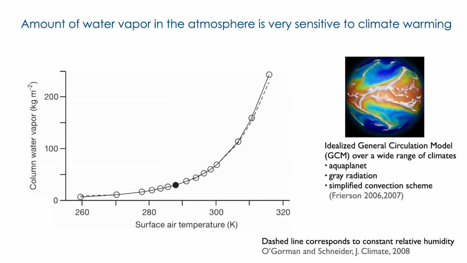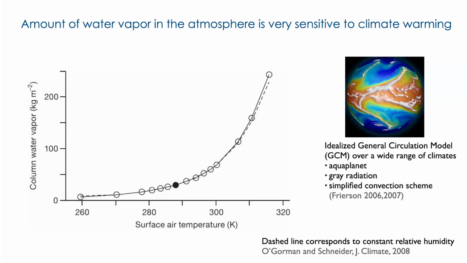The main motivation for this work comes from the fact that the amount of water vapor in the atmosphere is very sensitive to climate warming. This is illustrated with some simulations across a wide range of climates on the left. What's shown is the column water vapor for a set of different simulations. Each simulation is a circle, and the black filled circle is close to present day climate in terms of temperature.